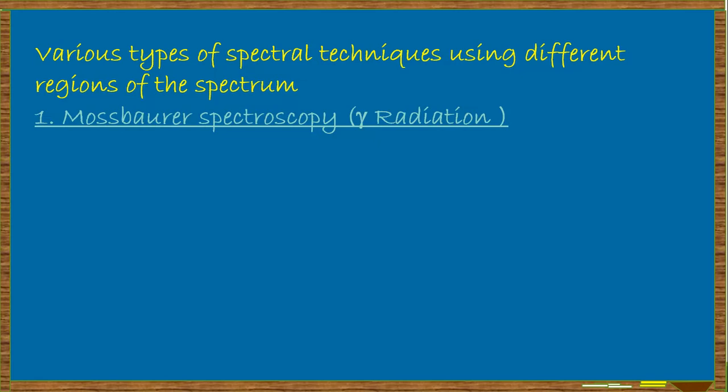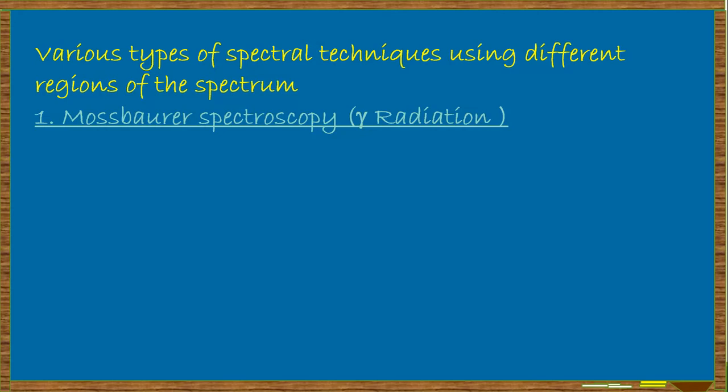Next, we have to discuss various types of spectral techniques using different regions of the spectrum, because we have already seen the different regions. Now the different regions use different spectral techniques. We will see them one by one. First, the highest energetic radiation is gamma radiation. This is useful in Mössbauer spectroscopy.